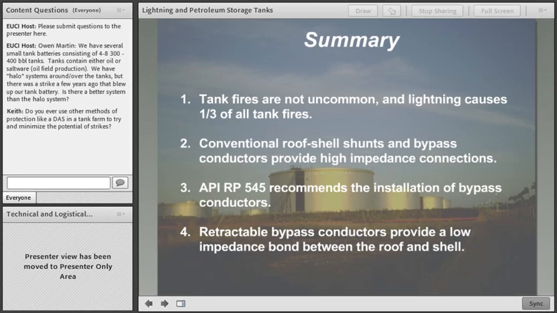So, in summary, number 1, tank fires are not uncommon, and lightning causes about 1/3 of all tank fires. Number 2, conventional roof-to-shell shunts and bypass conductors provide a high impedance connection between the roof and the shell. And number 3, the API 545 recommends the installation of bypass conductors. And number 4, retractable bypass conductors provide a low impedance bond between the roof and the shell.